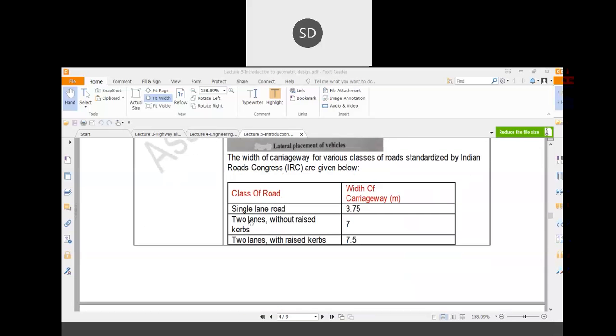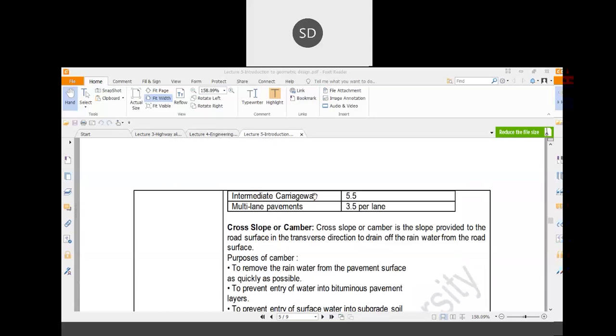For two lanes without any kerb. What is a kerb? A kerb is the boundary between the carriageway and the shoulder. So two lanes without any kerbs would be 7 meter total. Two lanes, if there is any kerb portion, would be 7.5 meter. That is the width of the carriageway. And the intermediate carriageway, that is the carriageway in between the two, would be 5.5 meter.